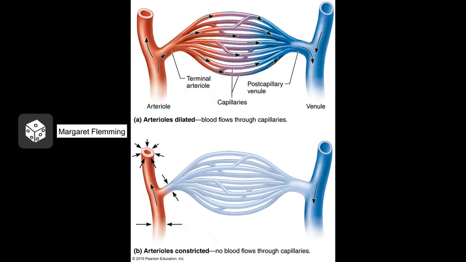This is just a general look at flow through capillaries based on whether or not the arterioles are constricted or dilated. So at the top, our arteriole is dilated, and there is plenty of perfusion into that capillary bed. On the bottom, the arteriole is constricted, and this metarteriole will also be constricted, and that prevents perfusion into our capillary bed.